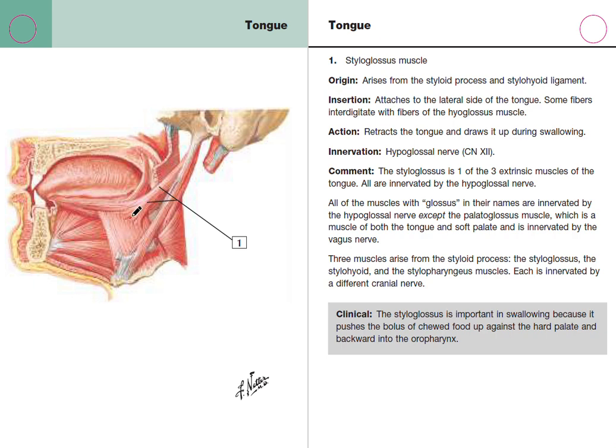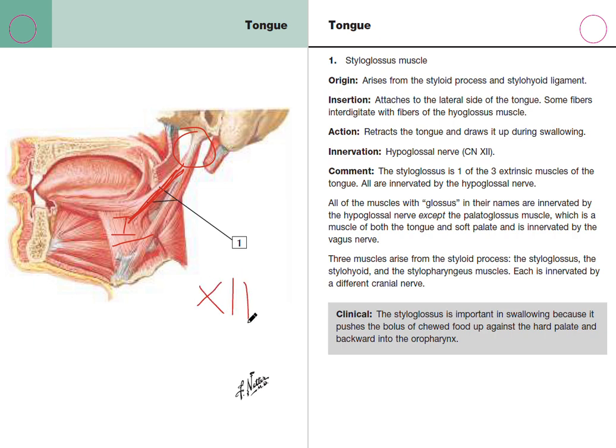Posteriorly, we can see here the styloglossus muscle. Judging from the name, its origin is from the styloid process and the stylohyoid ligament, whereas its insertion is into the lateral side of the tongue. And some fibers also interdigitate with fibers of the hyoglossus, which is over here. The styloglossus retracts the tongue and draws it up during swallowing. The styloglossus is again innervated by the hypoglossal nerve.